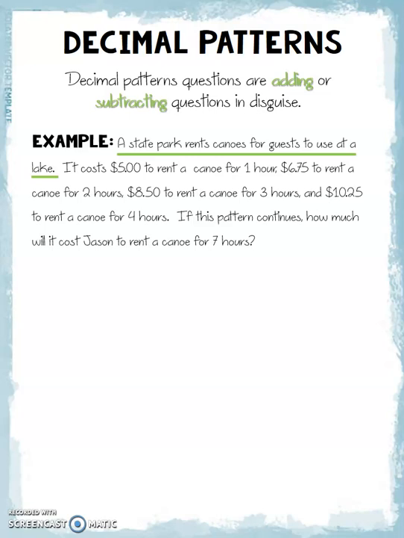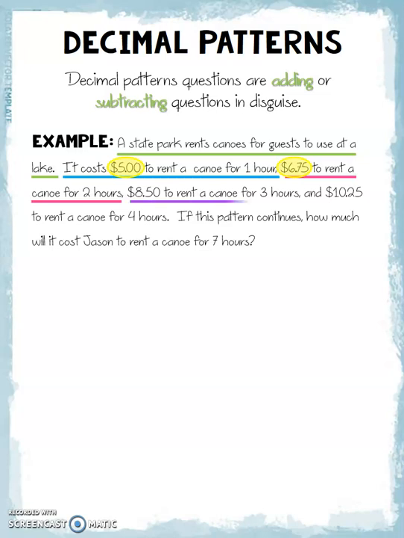So let's keep reading. Now, the next sentence has a lot of different parts, so I'm going to choose to stop at each comma to look more closely for math information. The first part reads, it costs $5 to rent a canoe for 1 hour. So that tells me if Jason only wanted the canoe for 1 hour, it would cost him $5. But since he wants for 7, let's keep reading to get more information. The next part of the sentence says, it costs $6.75 to rent a canoe for 2 hours. So now I know that the price is increasing. So it's $5 for 1 hour, but it gets a little bit more expensive, up to $6.75 for 2 hours.